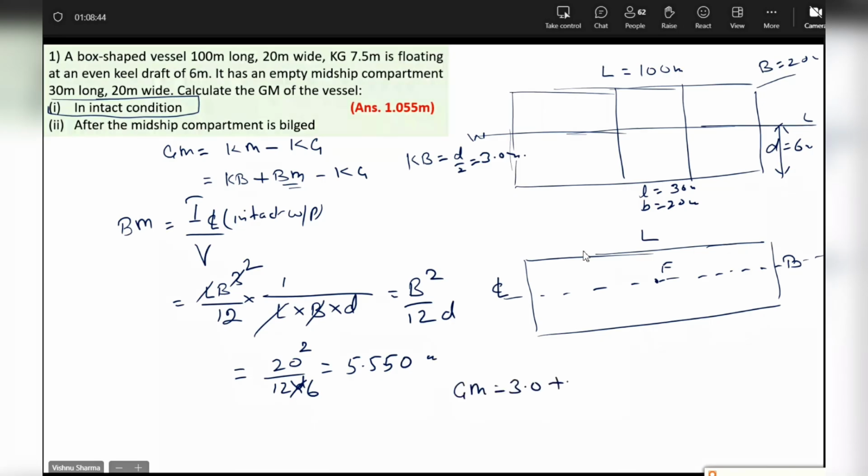KB 3 meters, BM 5.550, minus KG of 7.5, and this gives GM. This is the answer to the first part of the question. I don't think this has any doubt. This you already know. You've mastered it over the last 4 days. Correct, guys?